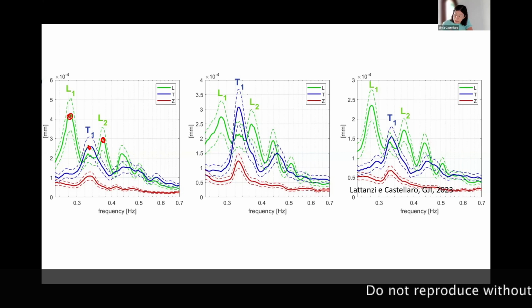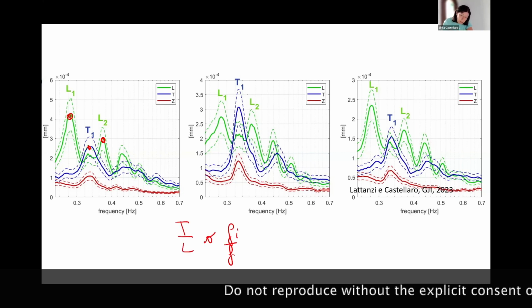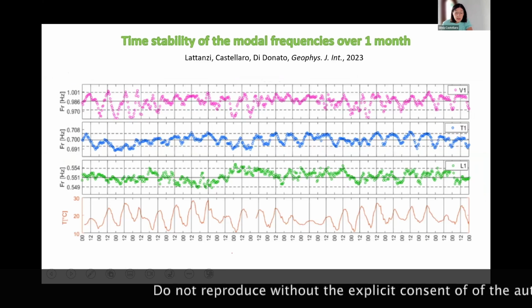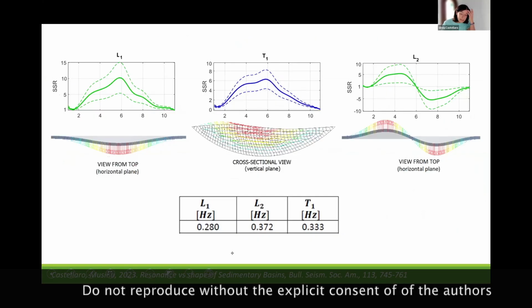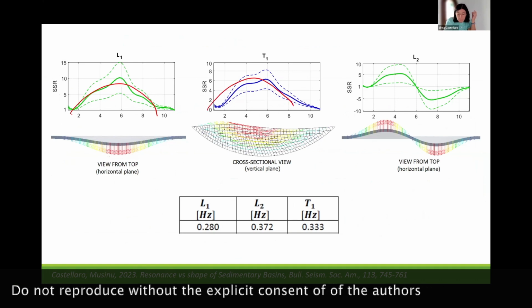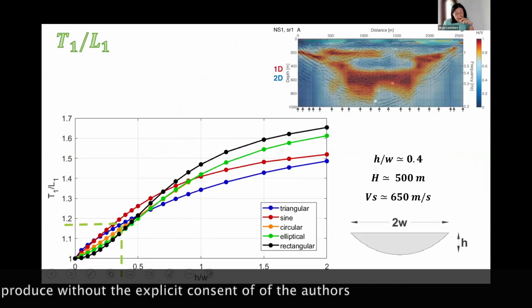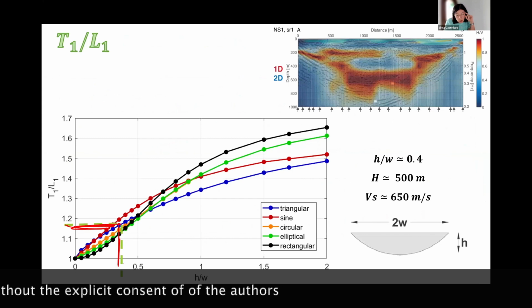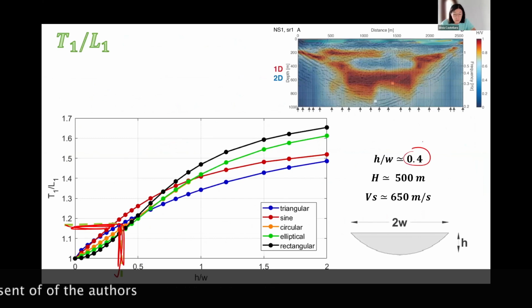And again, if you work in terms of transversal to longitudinal or higher modes versus fundamental mode frequency, I go back here, you can assess, okay, in this case, we also rebuilt the modal shapes. In this case, we assessed that the aspect ratio of our basin was a little bit lower than the case before. In this case, it was 0.4, and we managed to assess the maximum thickness and the equivalent VS.